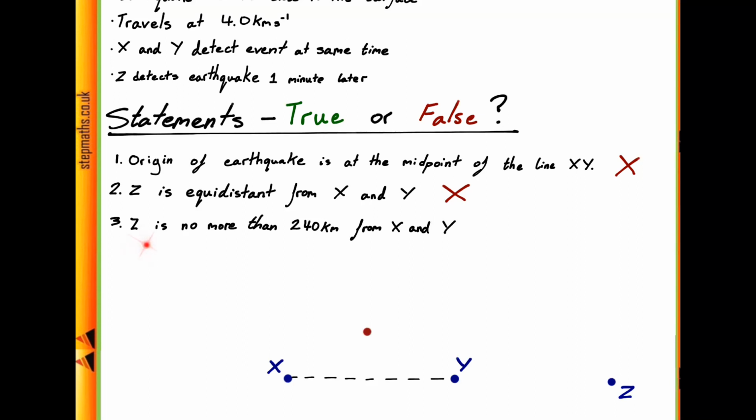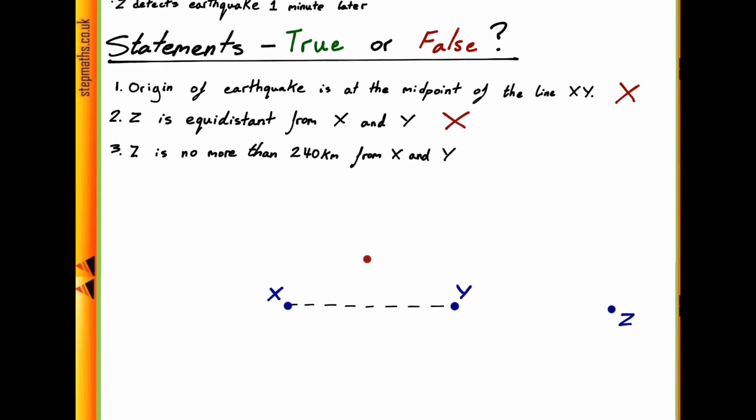So finally, let's look again at statement 3. This statement says that Z is no more than 240 kilometers from X and Y. One way we could approach this is to consider the maximum distance of Z from both X and Y, and then compare it to 240 kilometers. You also might guess that this is where our information on how fast the wave is travelling will come in, since it's the only number we've got in the question, and the only number in a statement, as well as the 1 minute, of course, in the information given.